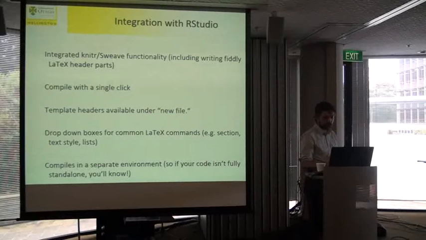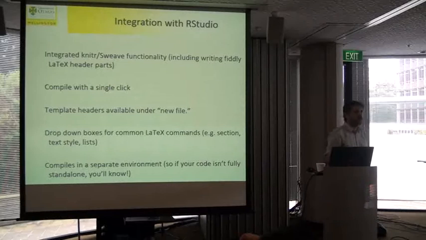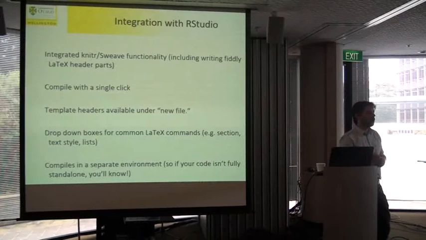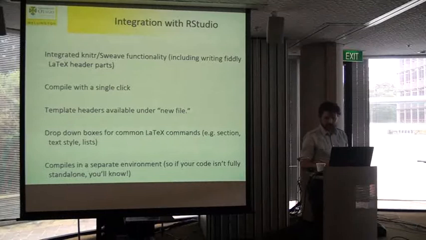One other useful point, which is possibly not true of running this in just the R GUI, is that within RStudio, when you compile your document, it actually compiles it in a separate environment. So if the code in your .rnw file isn't standalone, if you've done an intermediate step in the console and forgotten to put that into your .rnw file, then it's not going to work and it'll fall over. You may not spot that because it may be an error hidden somewhere in your PDF file, but it's not going to use objects that are in the standard environment. And I think that's quite a useful feature as well.